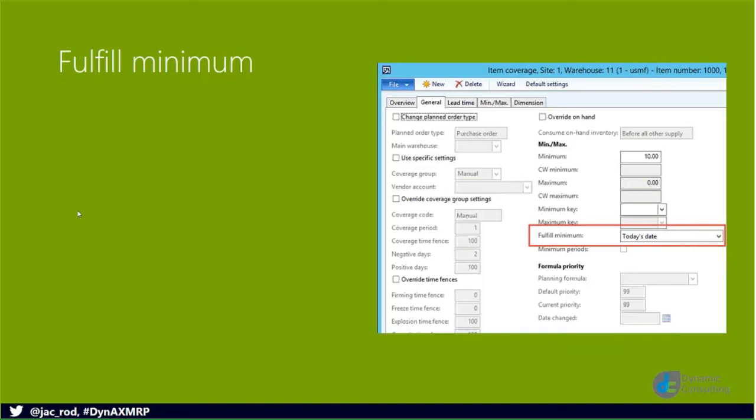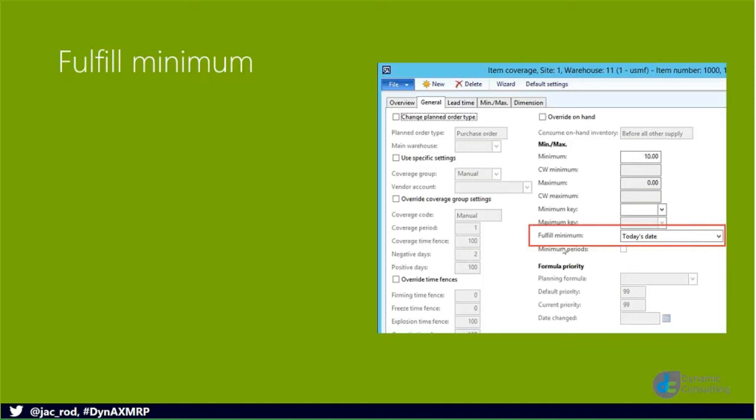Right. Yep. Great. So fulfill minimum. Fulfill minimum was another one of those fields that's set up by default, and you never really even see it until you're having problems with it. And this is controlled in the item coverage form, and you can have them by coverage dimensions. So again, if you're planning by site and warehouse, you would have a site and warehouse specific version of this field. So in addition to putting a minimum on, this is also where you control your minimums.